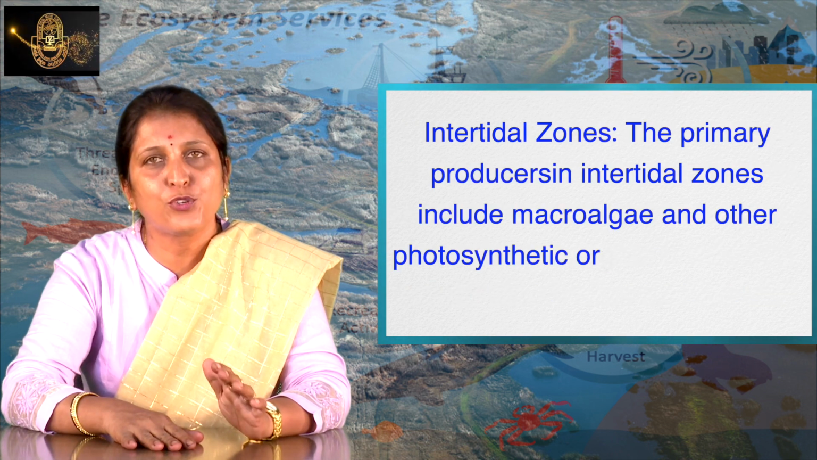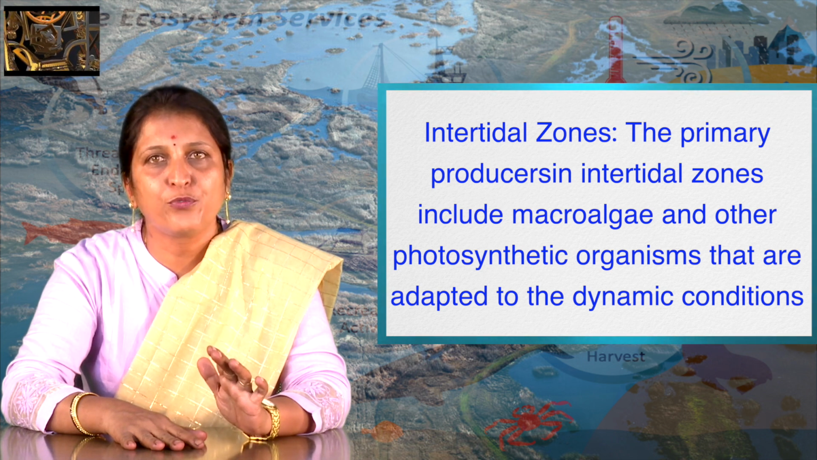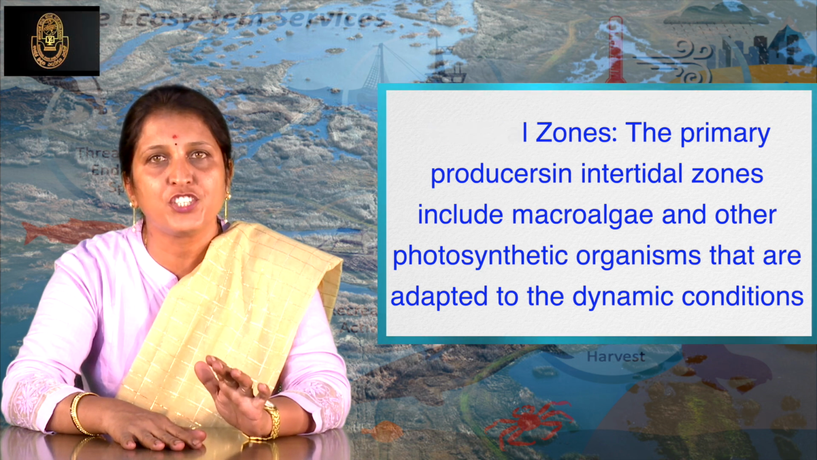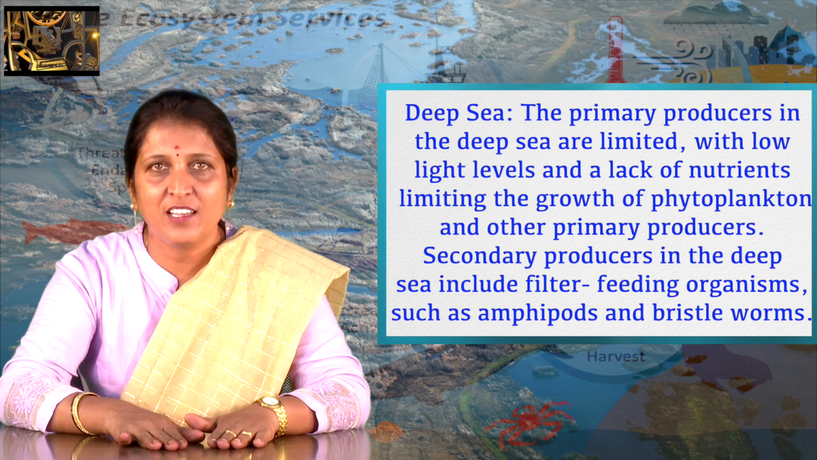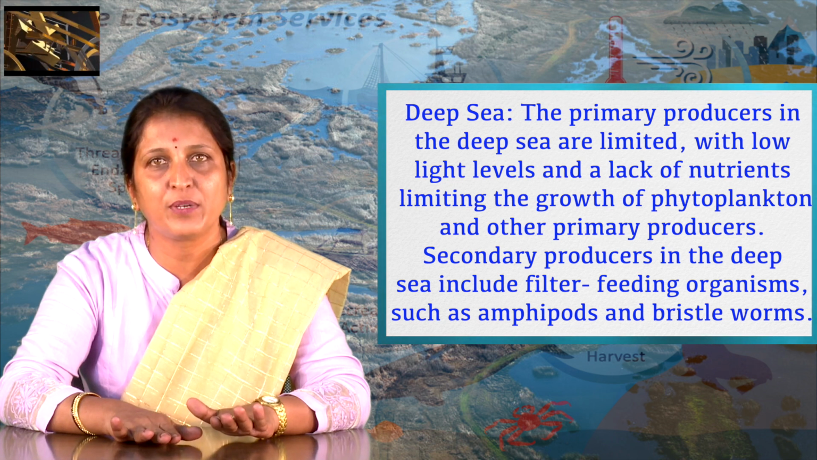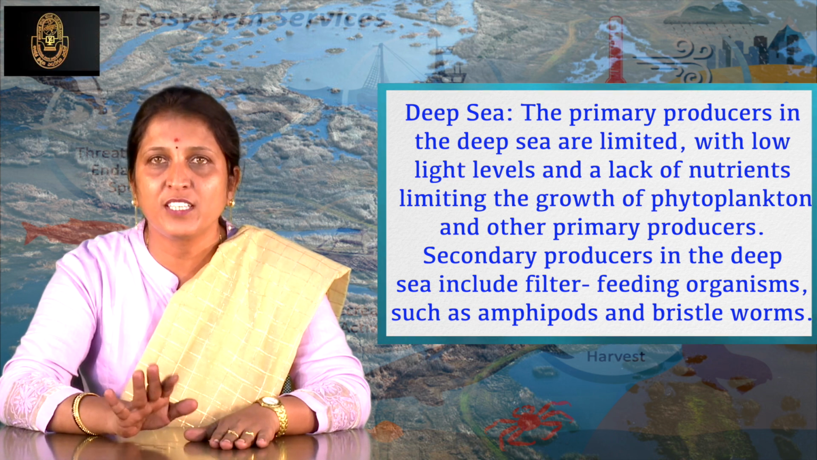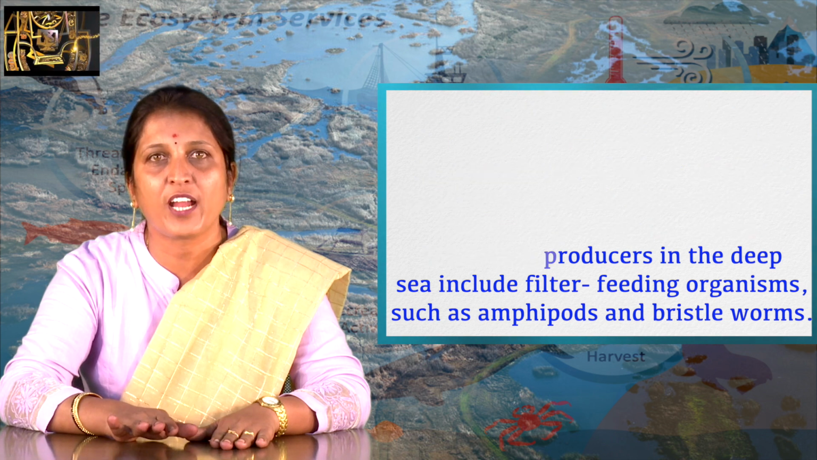In the intertidal zone ecosystem, primary producers are macroalgae and other photosynthetic organisms that are adapted to the dynamic conditions in these areas. The primary producers in the deep sea are limited, with low light levels and lack of nutrients limiting the growth of phytoplankton and other primary producers. Secondary producers in the deep sea include filter feeding organisms such as amphipods and bristle worms.